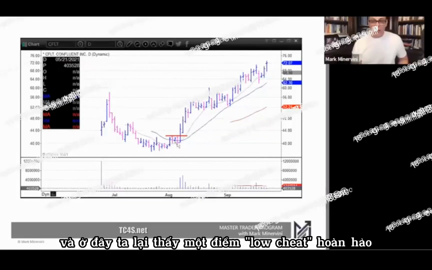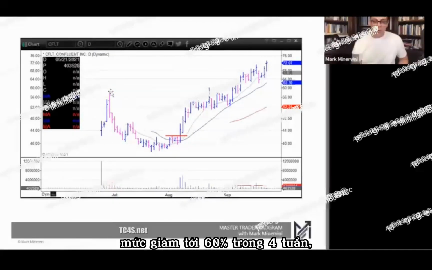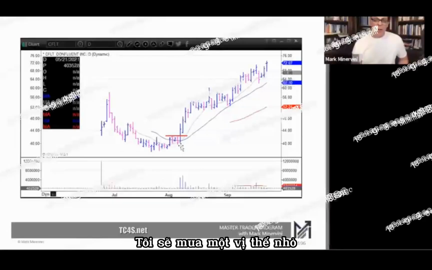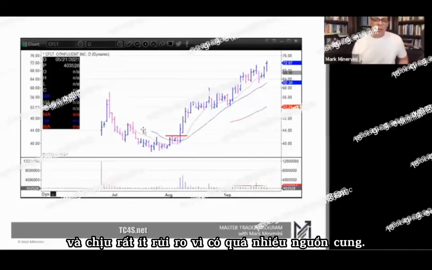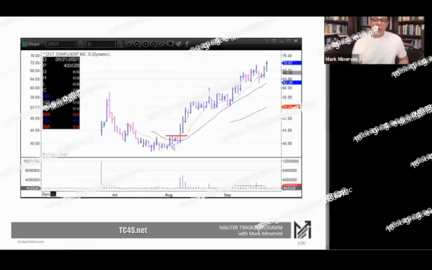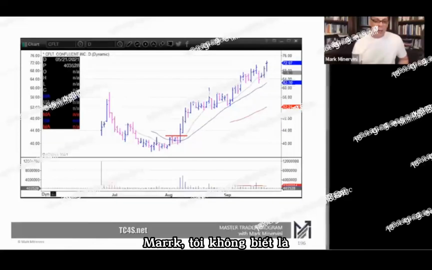Now again, you've got to assess where this is really dangerous. If this decline was, let's say, 60% in 4 weeks, I would not be buying this. And if I were, I'd be buying a tiny position, and I would take very little risk, because there's just too much supply. So you've got to assess the supply situation. The shallower it is, the more you can play that low cheat with confidence and maybe position size bigger.